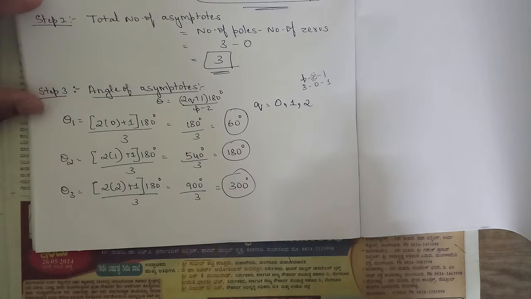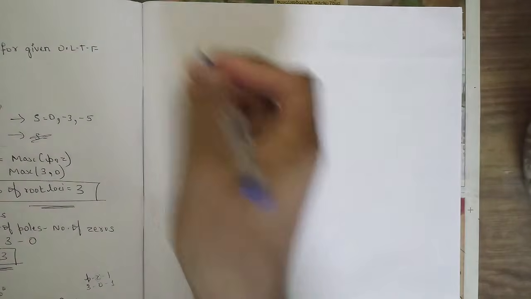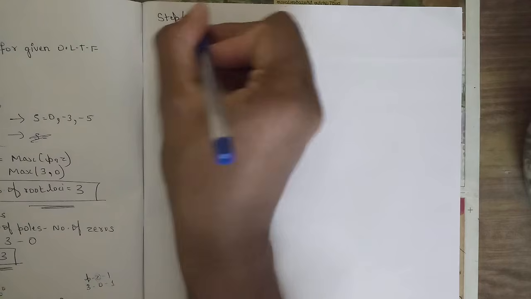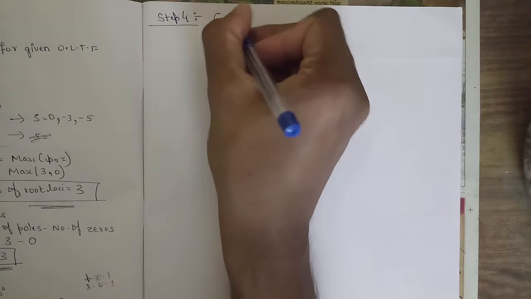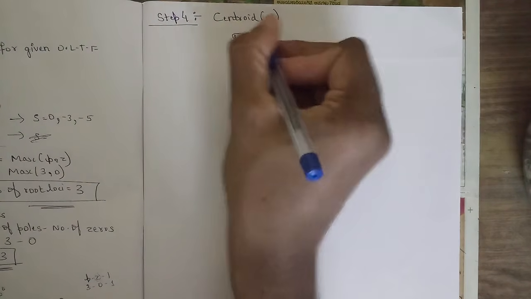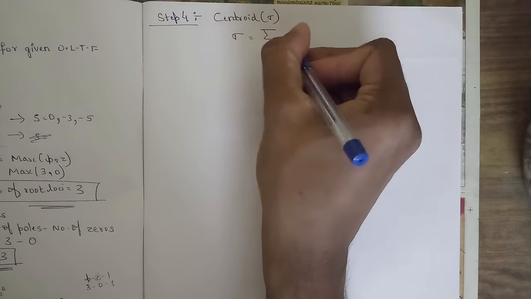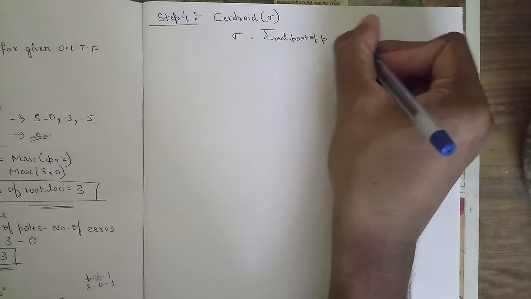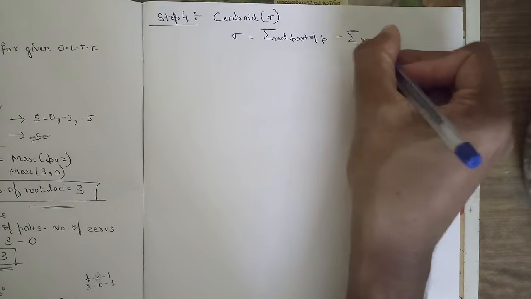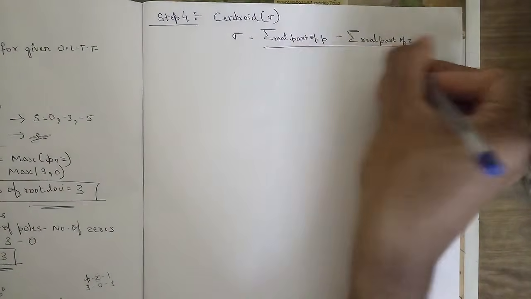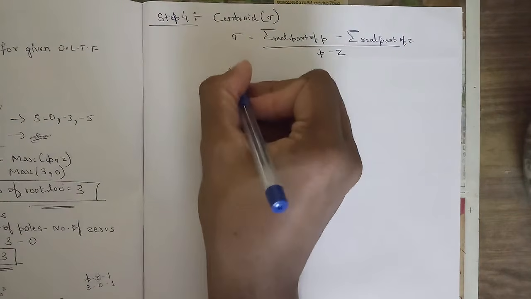Now the next step is step 4. After the angles of asymptotes, we need to know from what point we are drawing those angles of asymptotes. That point is called the centroid, represented as sigma. The formula for sigma is the summation of real parts of poles minus the summation of real parts of zeros, divided by number of poles minus number of zeros, that is p minus z.